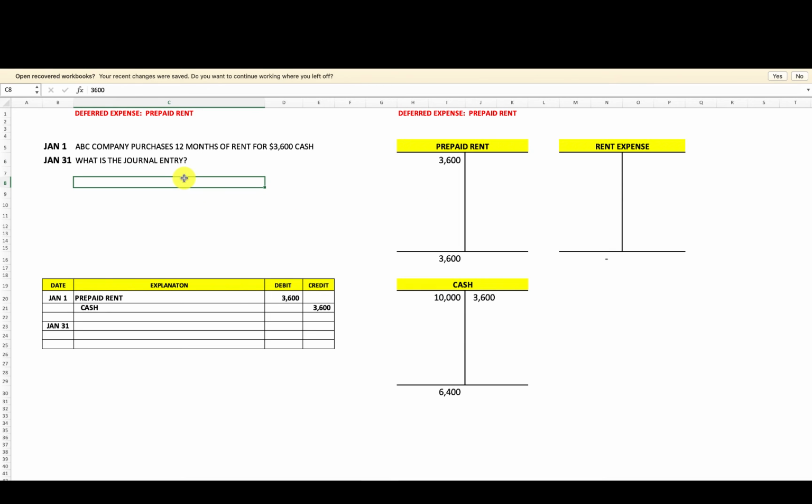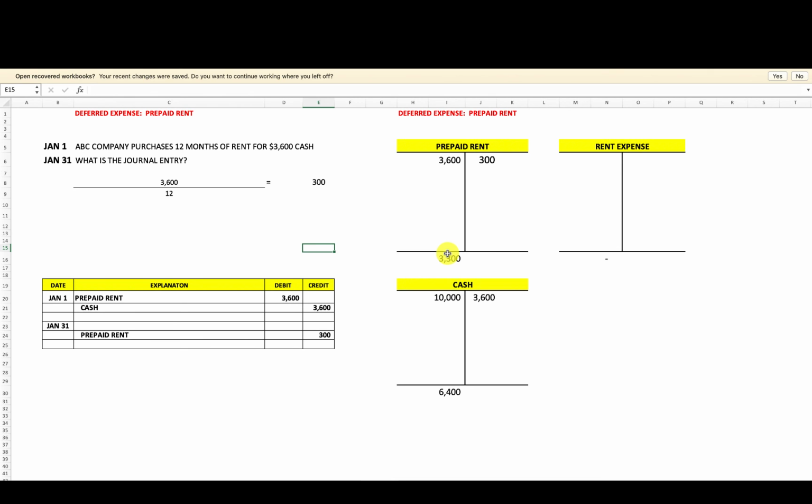Okay, so first let's figure out how much 1 month represents. If I do 3,600 divided by 12, I get $300 per month. So I'm going to use up $300 worth of rent. First thing I can think of, well, I know my prepaid rent has to come down by $300. It has to decrease by $300, so I use that up. So I'm going to credit prepaid rent for $300. Notice I'm now at $3,300. So I'm going to go here on credit, prepaid rent for $300. You'll see this balance represents 11 months worth of rent.